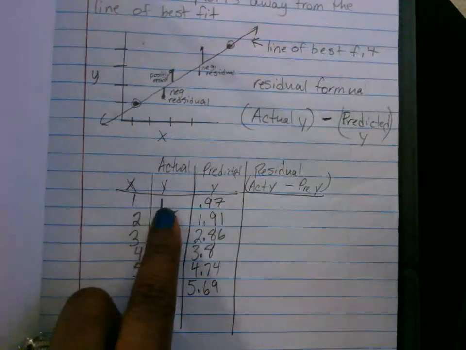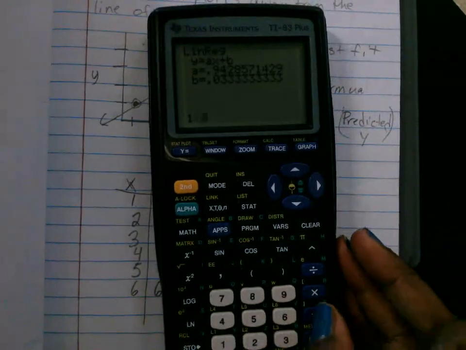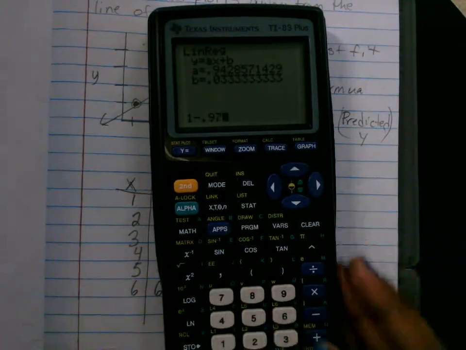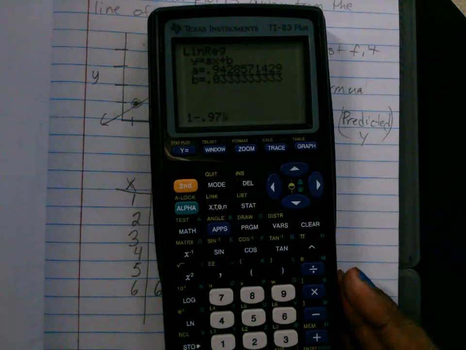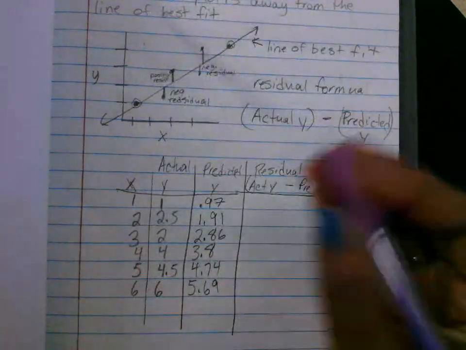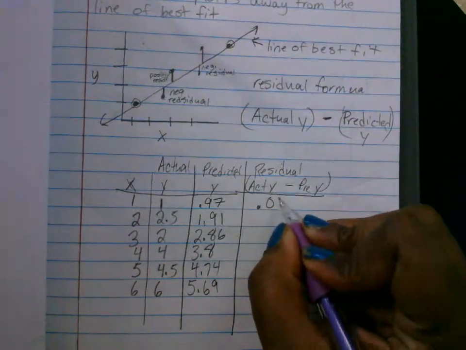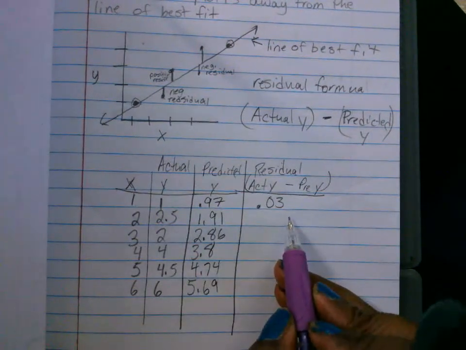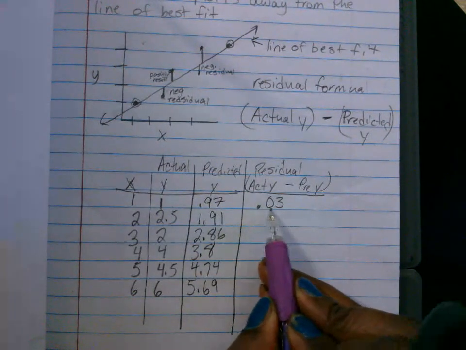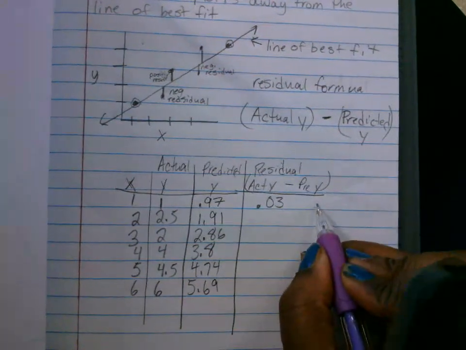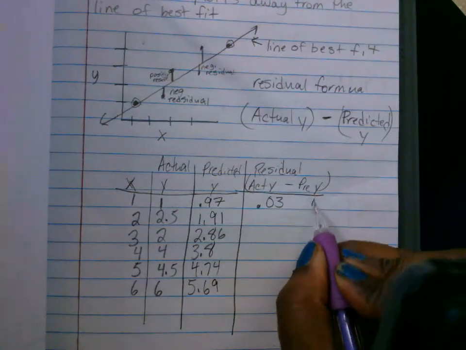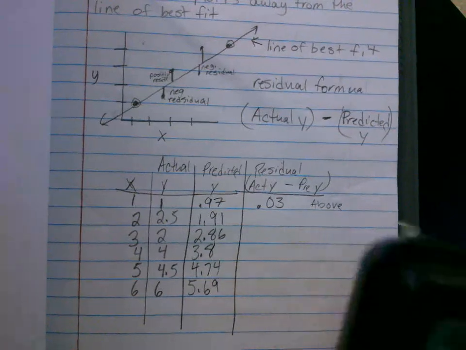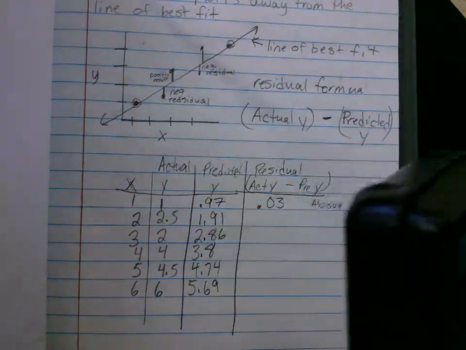And now we're going to subtract 1 minus 0.97. What does that give us? 0.03. Okay, so residual here is 0.03. Is this point above the line or below, if your residual is 0.03? Above. How do you know it's above the line? Because it's positive. Good, you're thinking. You're cooking with grease now.